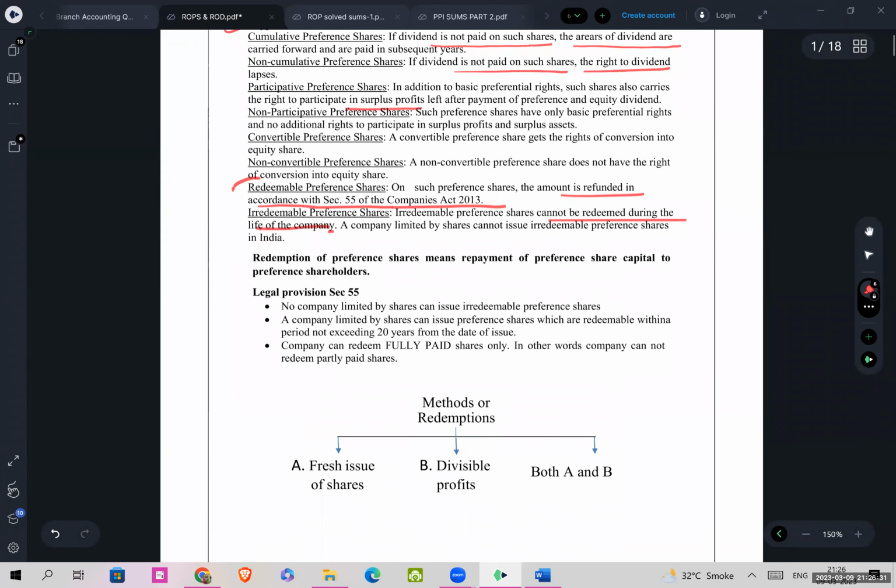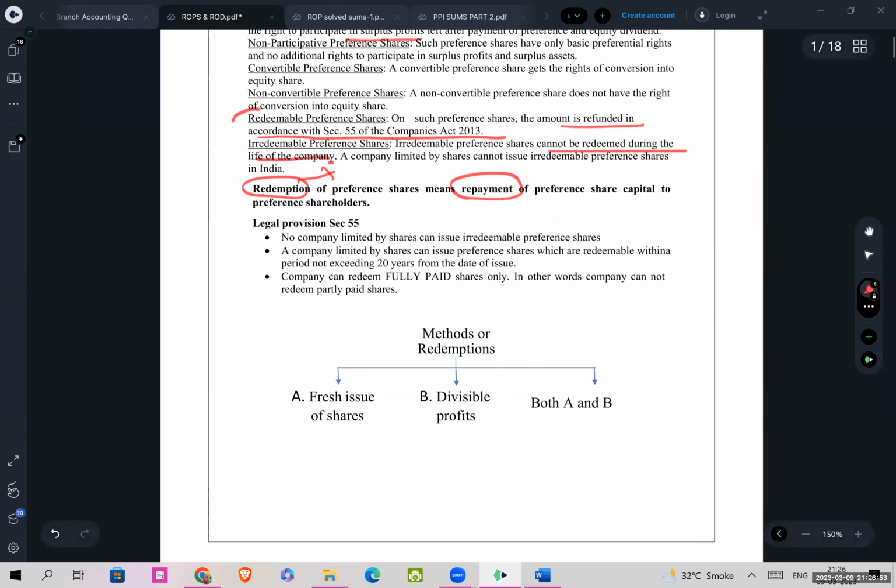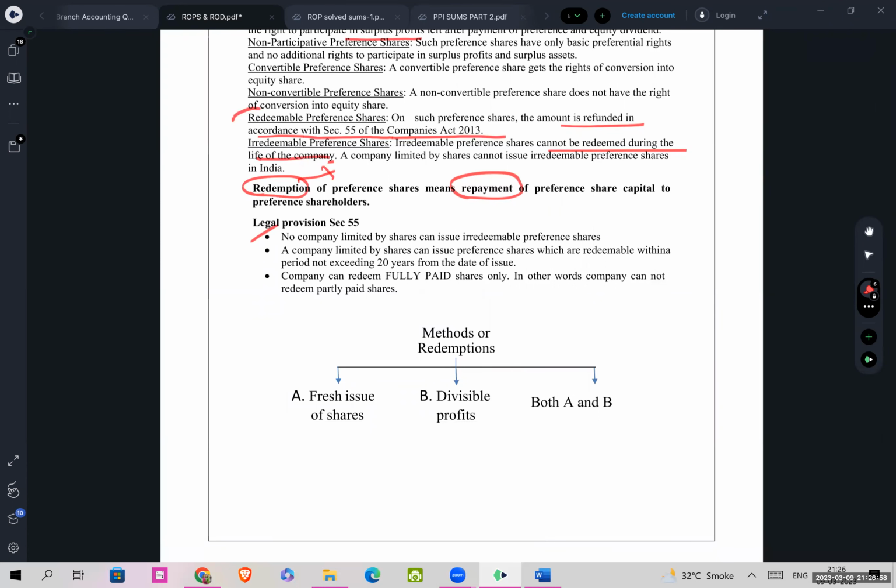Redemption of preference shares means repayment of preference share capital to preference shareholders. Redeem means to repay. Now, the legal provisions under Section 55 are given in a nutshell, so just go through them. No company limited by shares can issue irredeemable preference shares. A company limited by shares can issue preference shares which are redeemable within a period not exceeding 20 years from the date of issue.